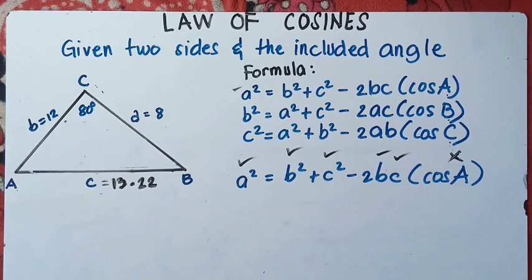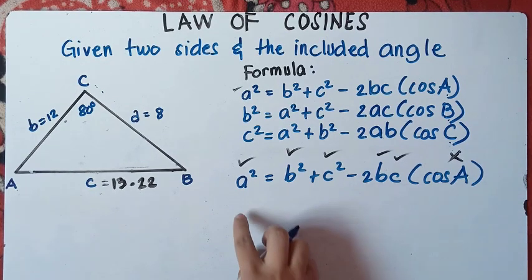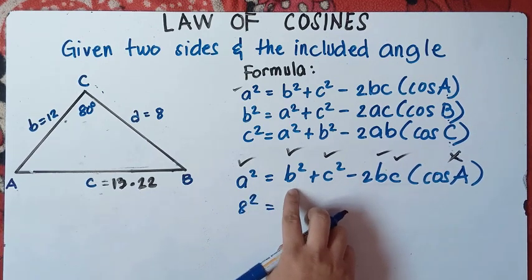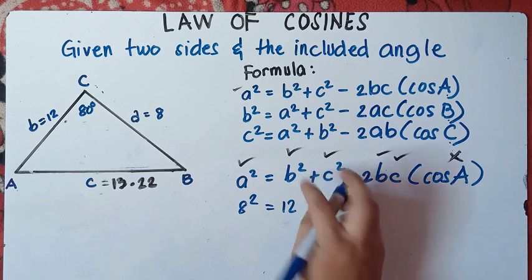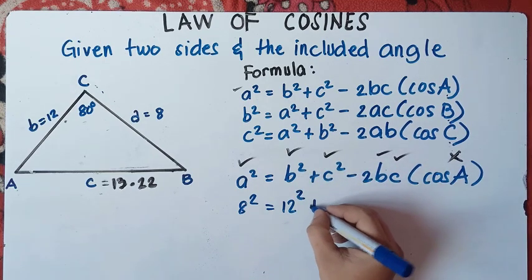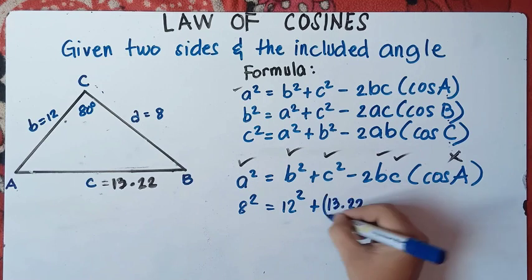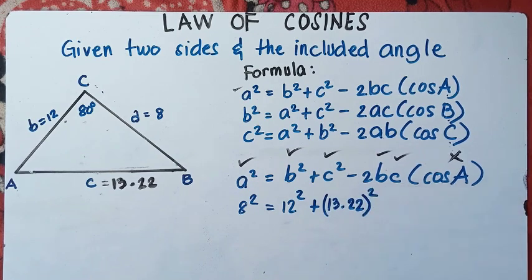So substitute the values. A is 8. So 8 squared equals B is 12, 12, do not forget the squared. You copy. Plus C is 13.22. You put parentheses, class, squared.